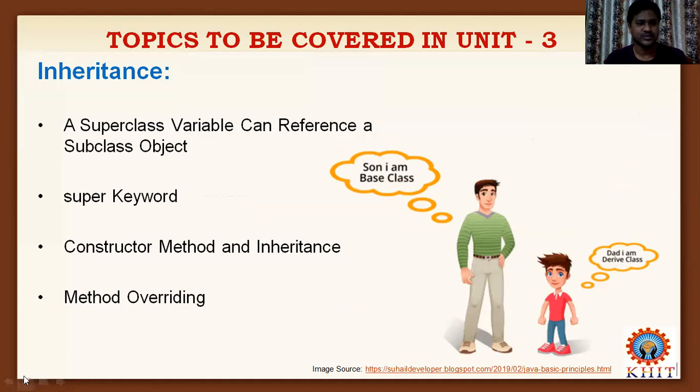The first one: a superclass variable can reference a subclass object. This is important to understand the relation between the superclass and subclass in this inheritance technique, and how the reference of a particular class can access the members of the object, the members of the class through the object.